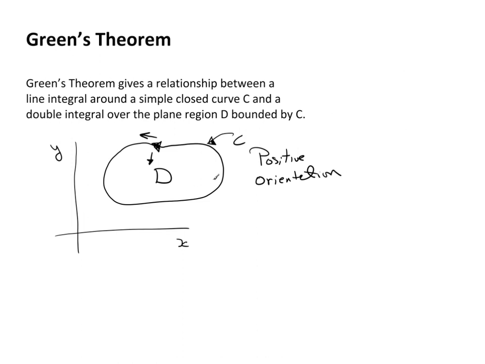If, on the other hand, I were going clockwise, going in the opposite direction, so the interior would actually be to my right as I'm traveling around the curve, this would then be referred to as a negative orientation. It's kind of important because I'm about to give you Green's theorem, and Green's theorem makes reference to a positively oriented, simple closed curve.